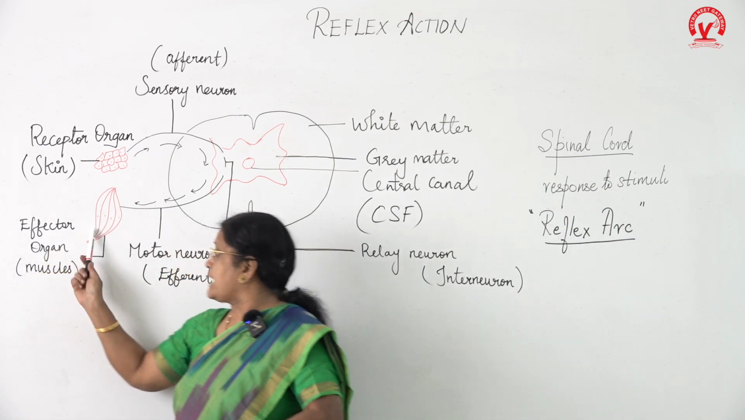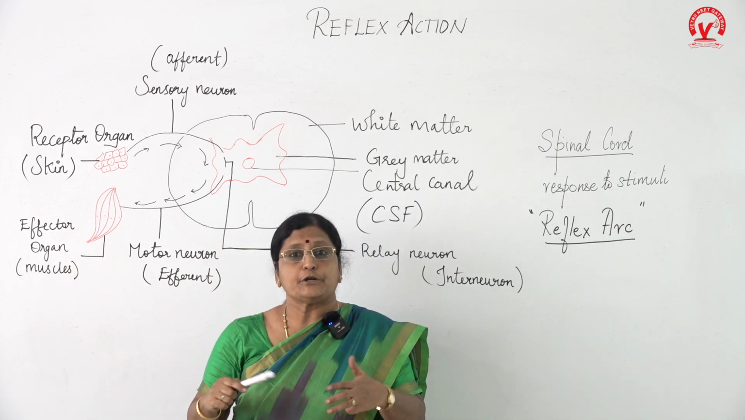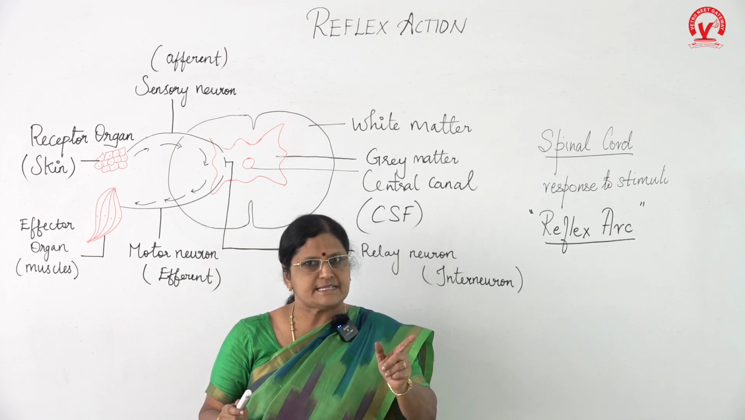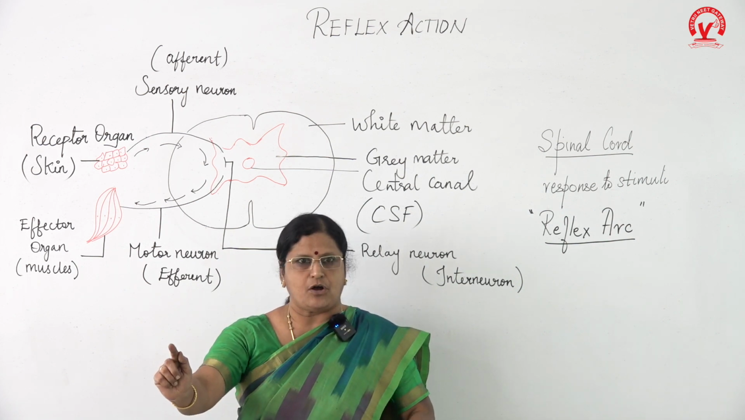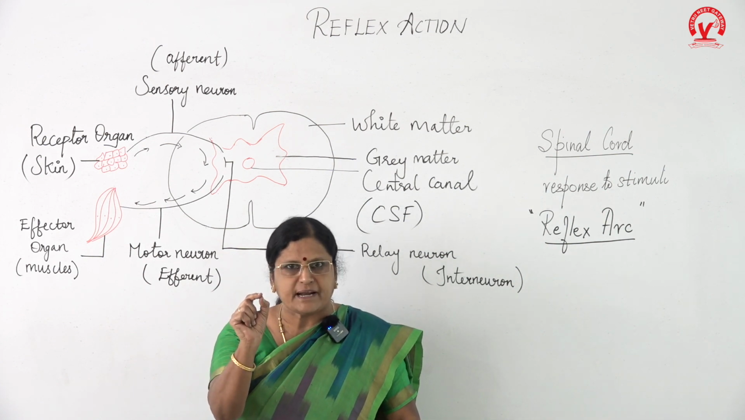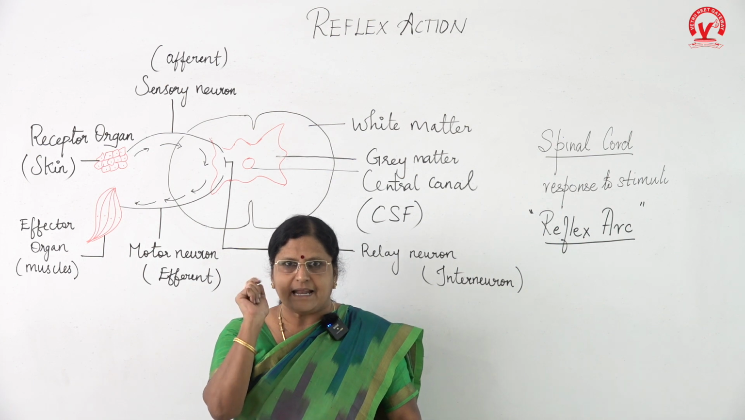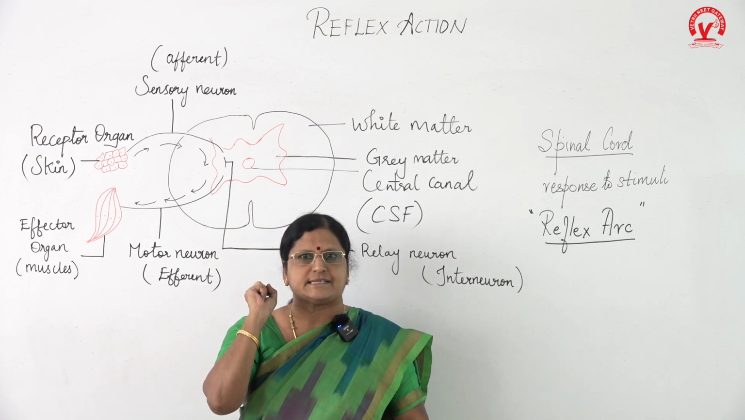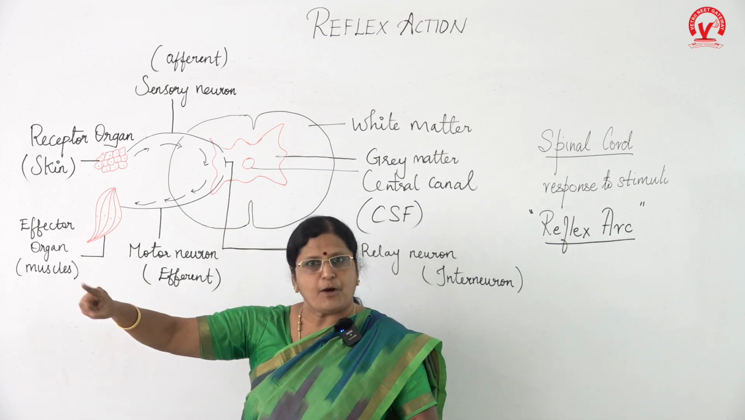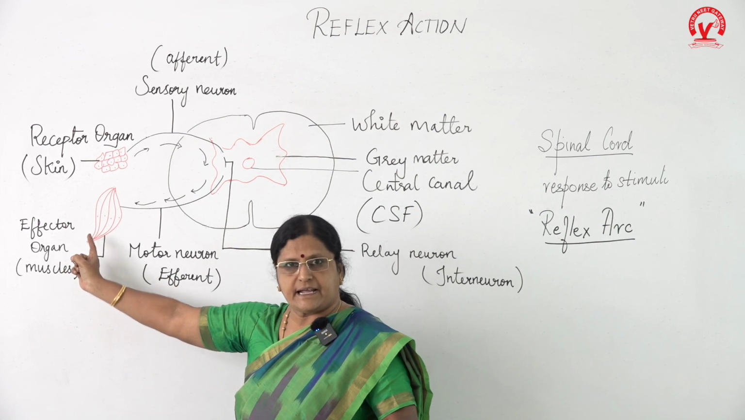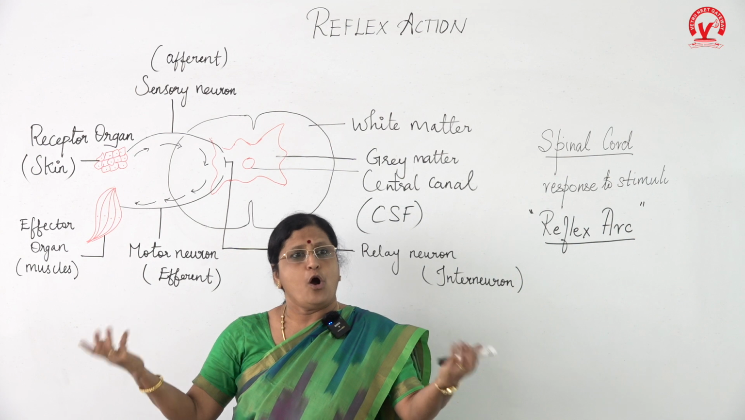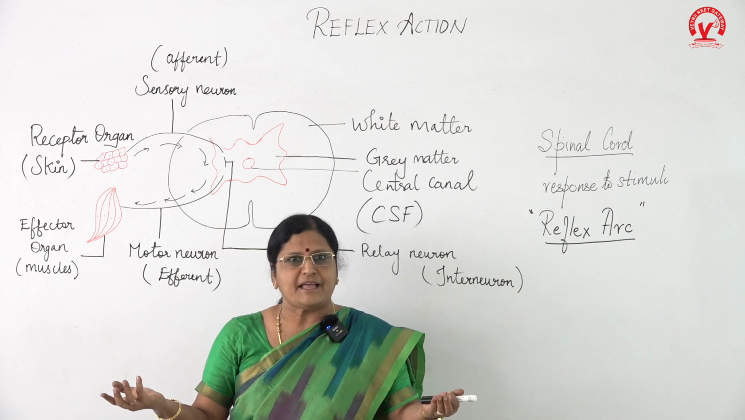This is the effector organ, the organ which is going to respond to the stimuli. For example, muscle. What was the first example I gave? Something you touch is hot, and immediately you retract your finger. Now the skin feels the impulse, and immediately the muscle contracts so that you retract your finger. So the organ which is going to respond to the stimuli is called the effector organ, and usually the muscles will be the effector organ. Even glands can be the effector organ.